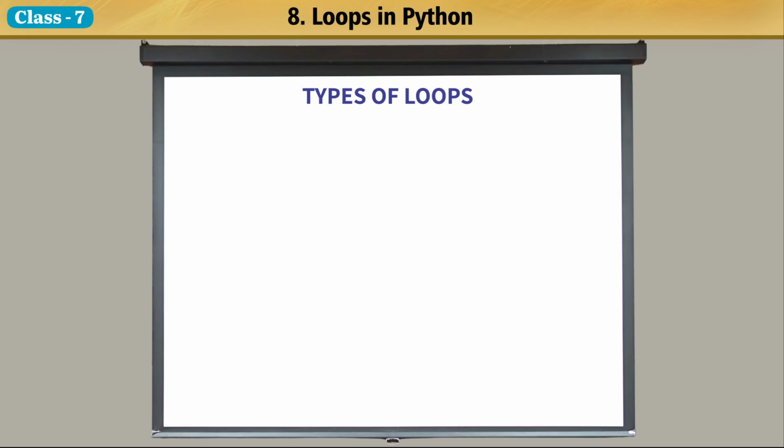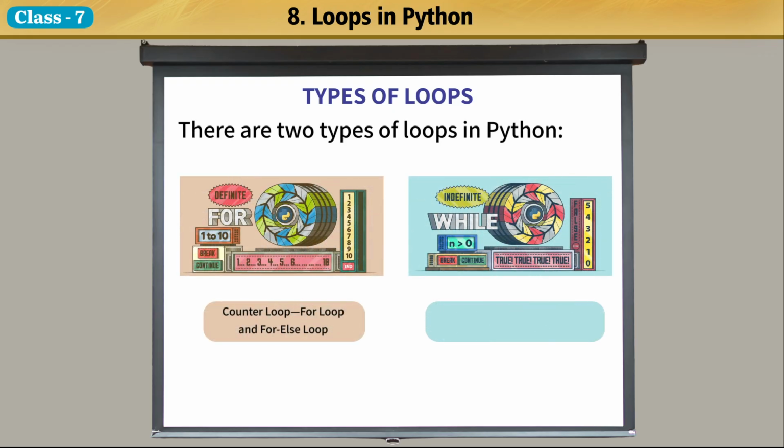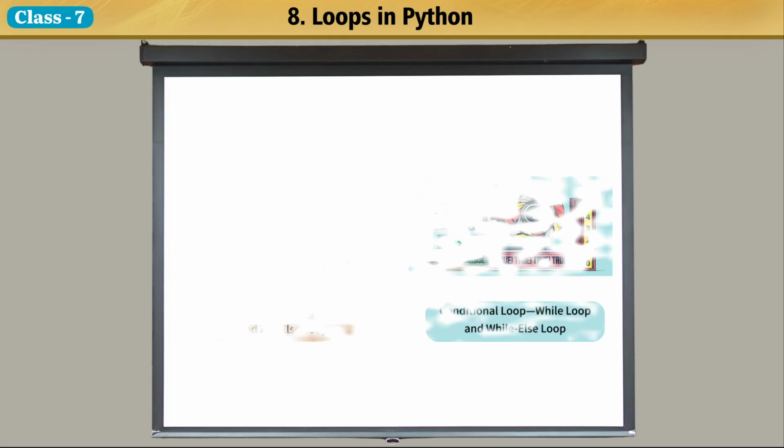Types of loops. There are 2 types of loops in Python. Counter loop: for loop and for else loop. Conditional loop: while loop and while else loop.